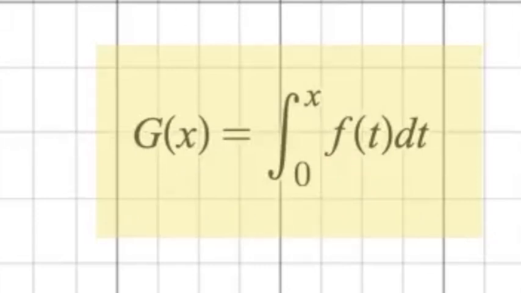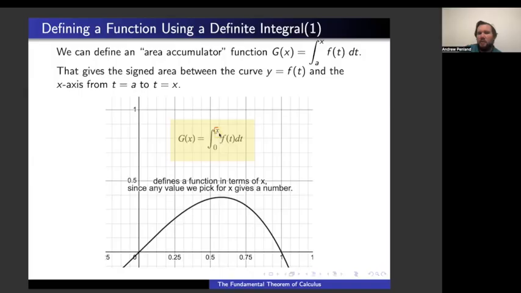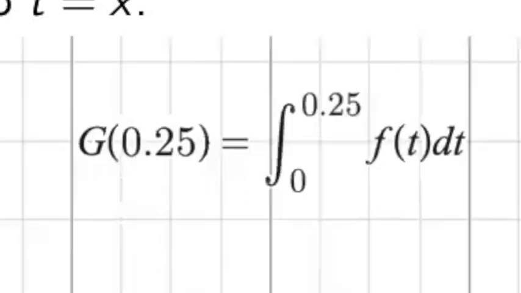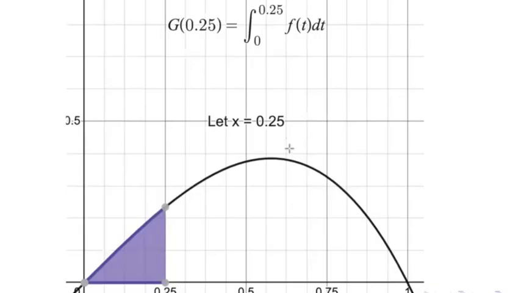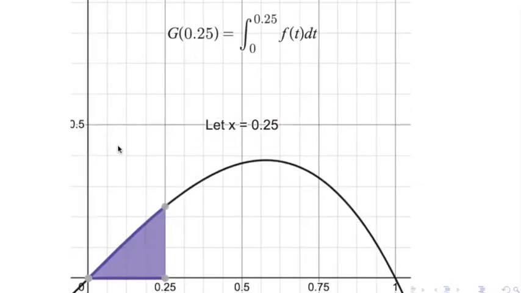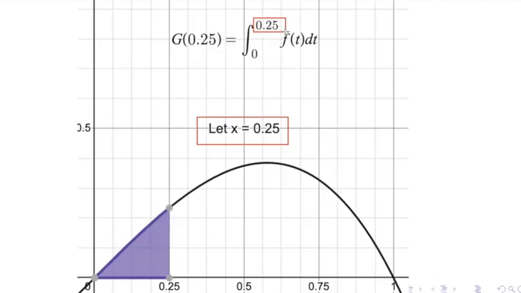In this case, I have g of x is equal to the definite integral from 0 to x of f of t dt. Now notice, if this were 0 to a number, then this would be a number as output. So as soon as you tell me the value that you want to plug in for x, I know that there is a number that represents. So this expression is actually a function of x because you can plug in a value for x and get a number out. For example, what if we let x equal 0.25? Then g of 0.25 would be the definite integral from 0 to 0.25 of f of t dt. And this number, whatever this answer is, would correspond to this shaded area.